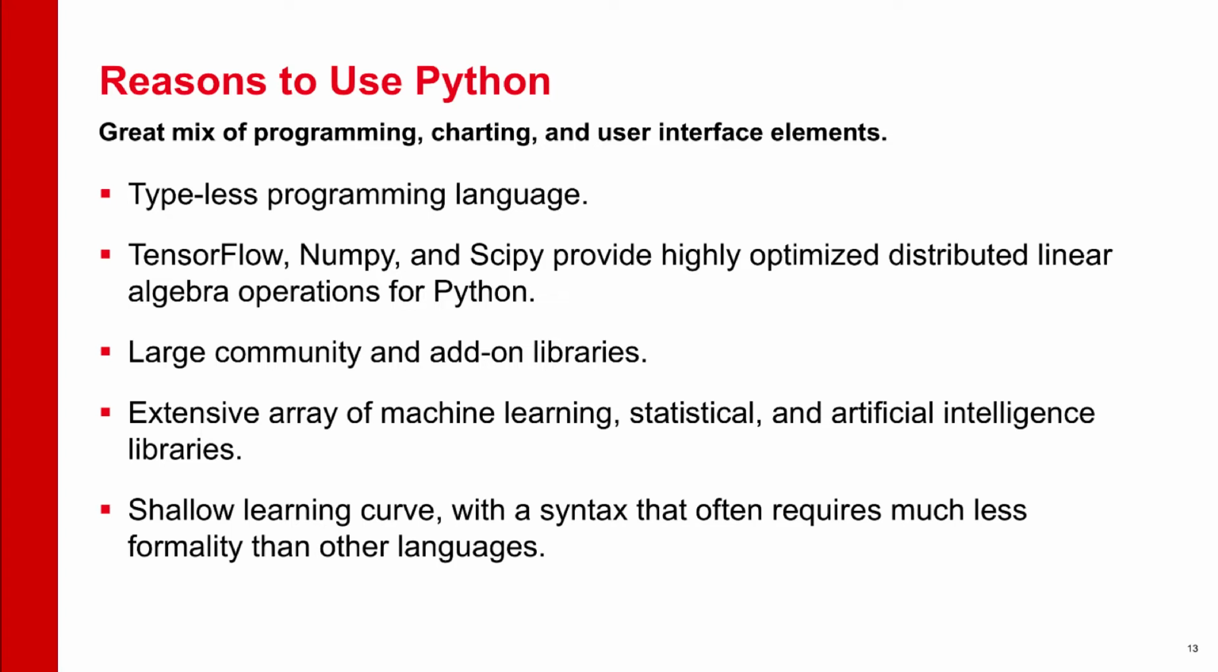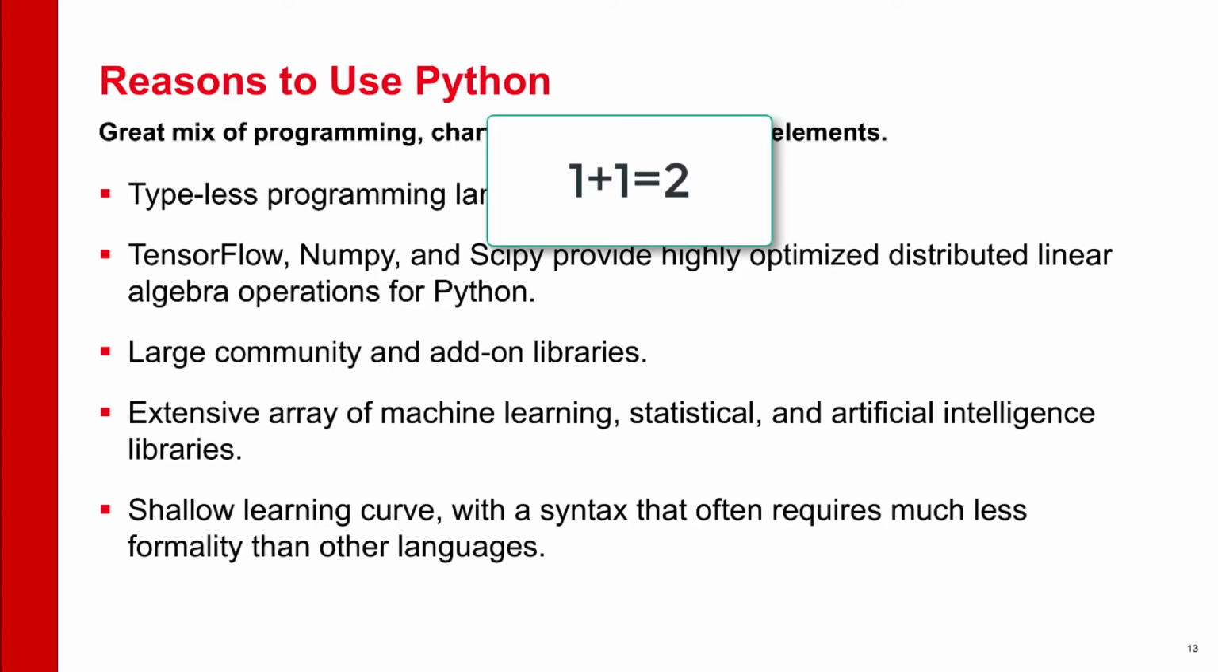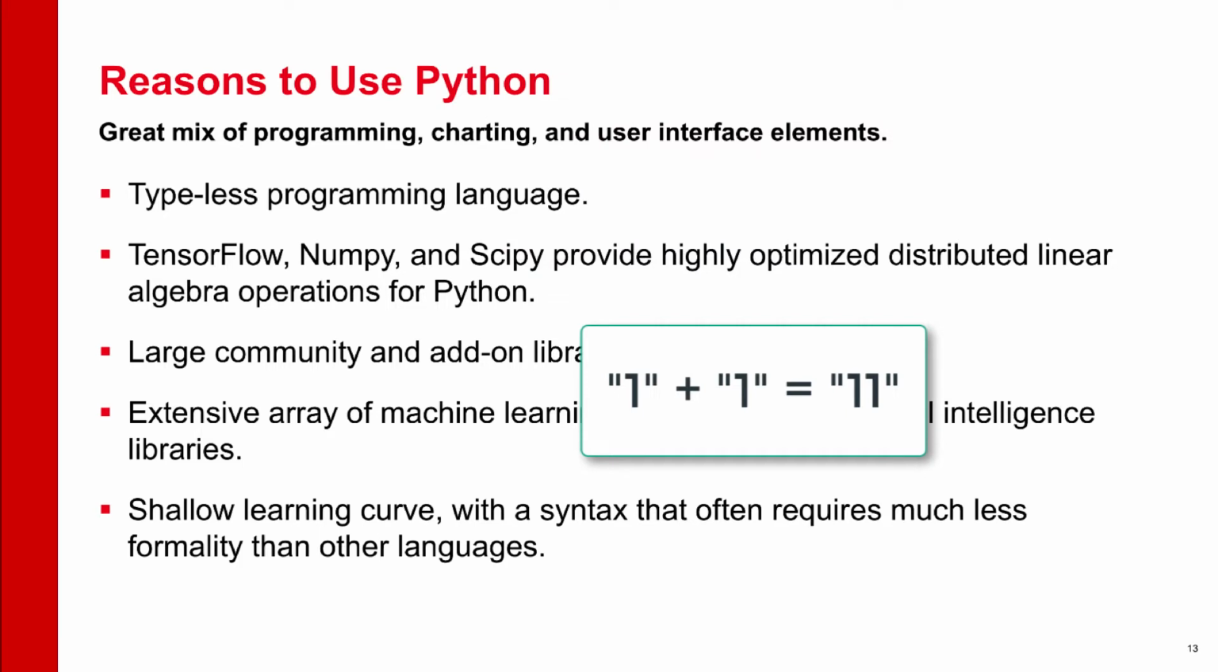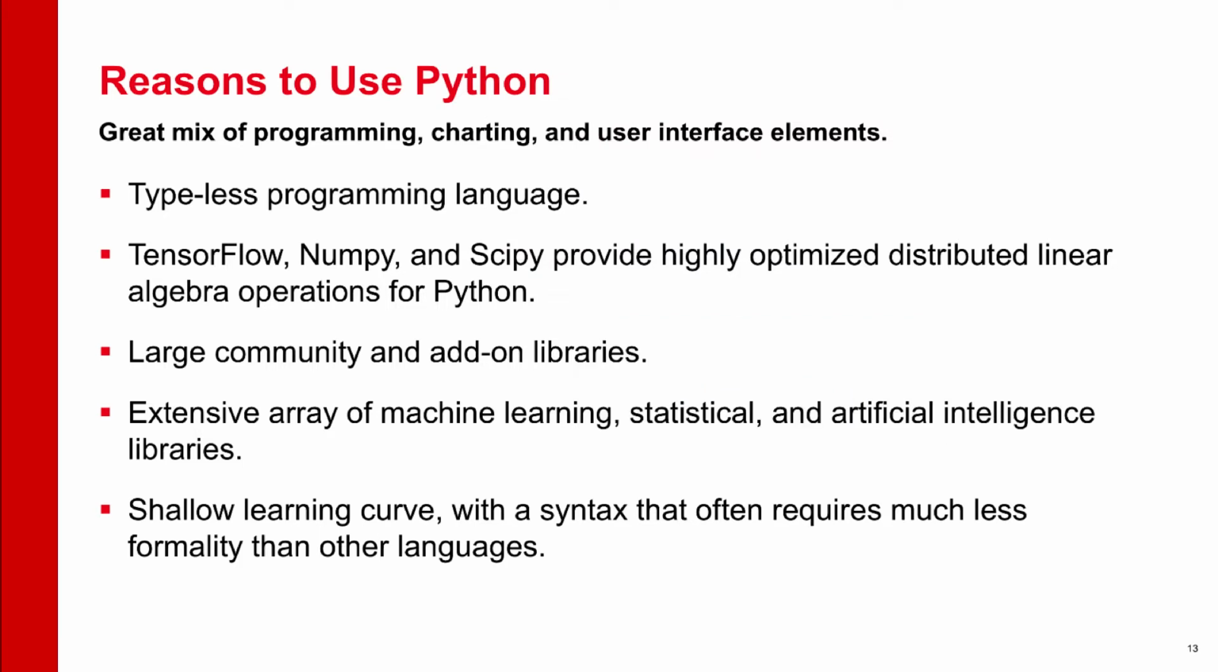The thing you have to be really careful with, though, is: is 1 plus 1 2, or is 1 plus 1 11? If your numbers are strings and you add things together, you're going to end up with 1 plus 1 equaling 11. You have to be careful with that when the programming language is inferring the type. You've got TensorFlow, NumPy, SciPy, and a bunch of other highly optimized linear algebra packages you can use for Python.